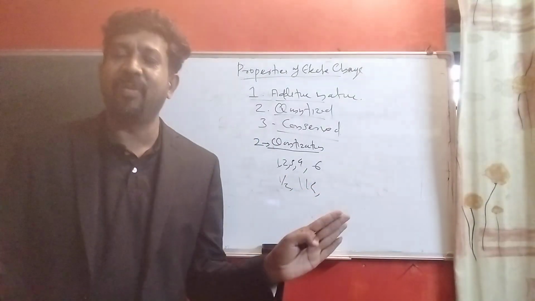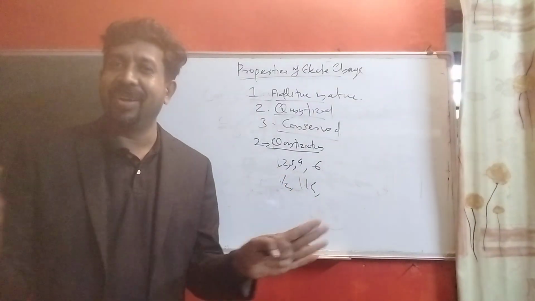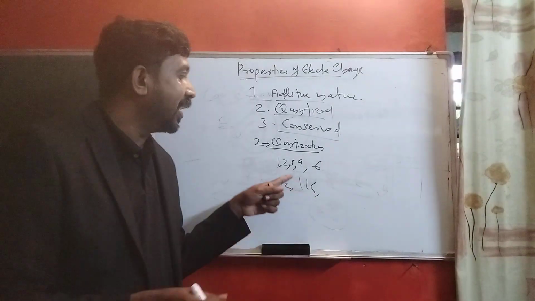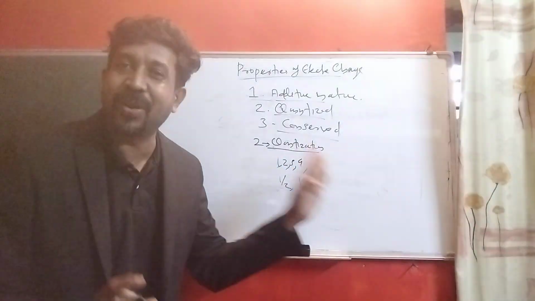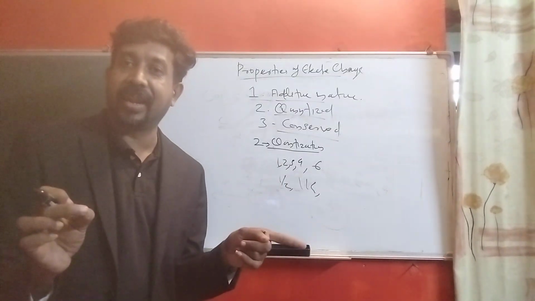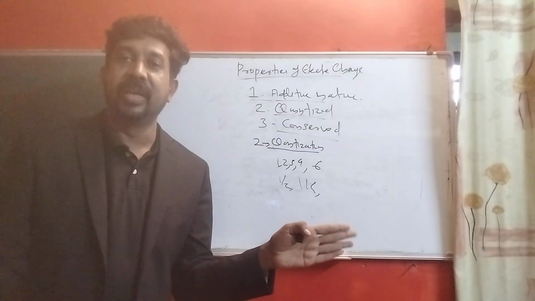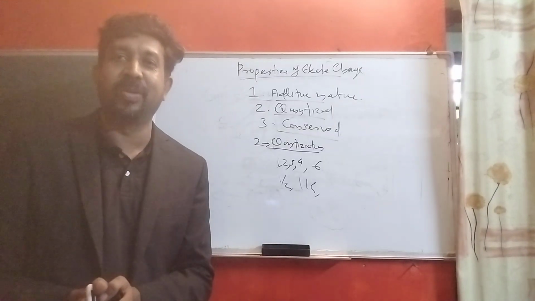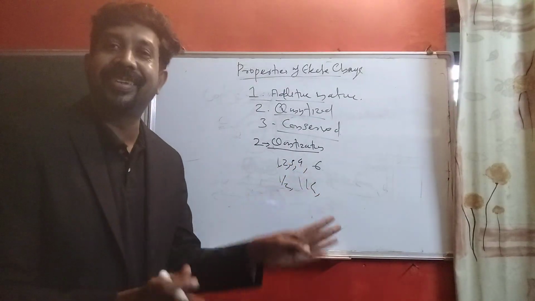No, 1.5 run is not possible. 4.5 run, is there? No. Only integer number of runs is possible. Clear? Half run is not possible. 1.01 run is not possible. 4.01 run is not possible. 3.05 run is not possible. Only 1 run, 2 run, 3 run, 4 run, 6 run.